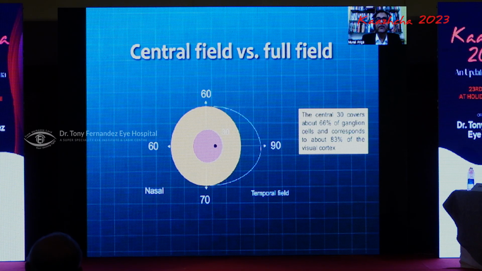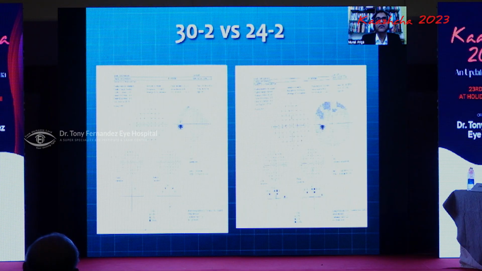24-2 will take less time. The 30-degree field will take more time. So if the compromise on time is not an issue, you can do a 30-2, 30-degree evaluation. You don't need to do a full field evaluation for most of the clinical situations. What is the difference between the 30-2 and 24-2?